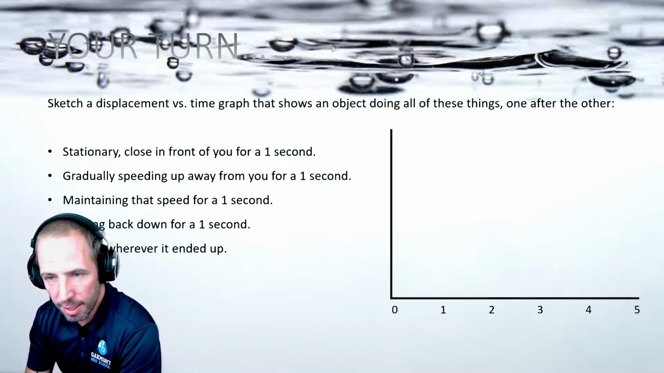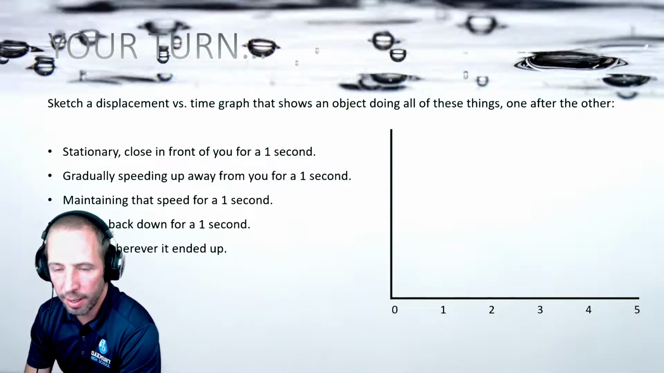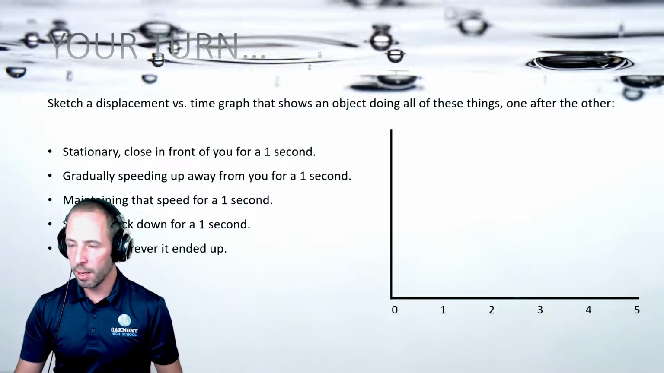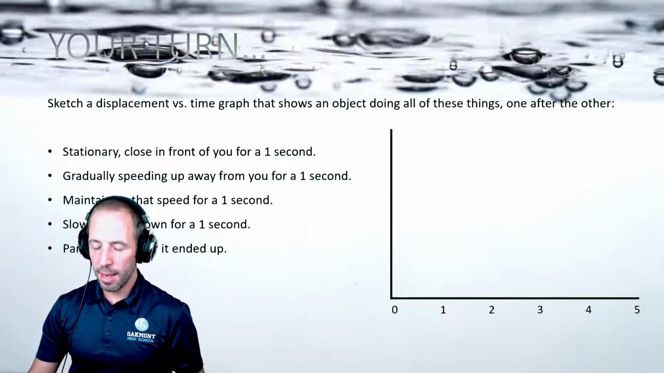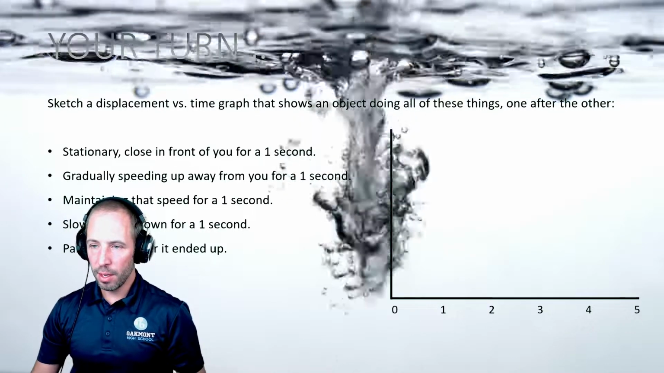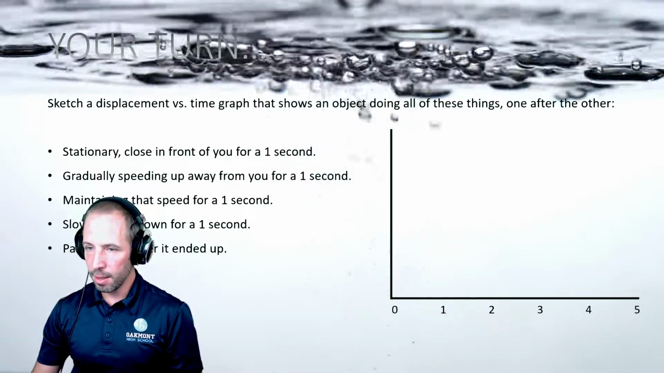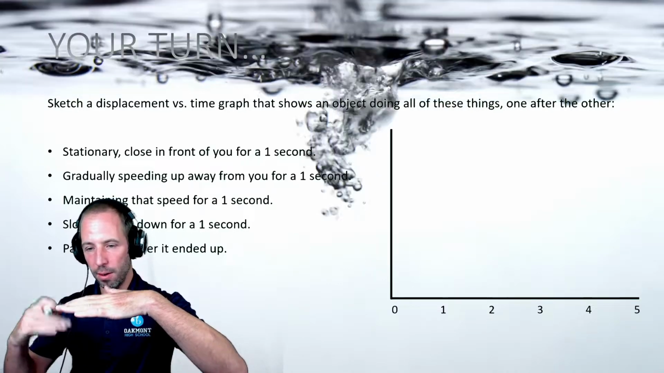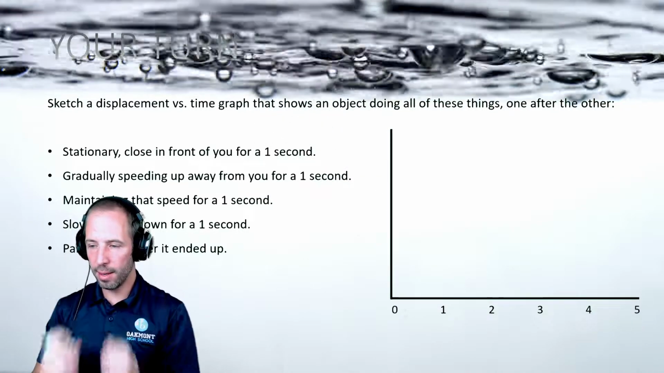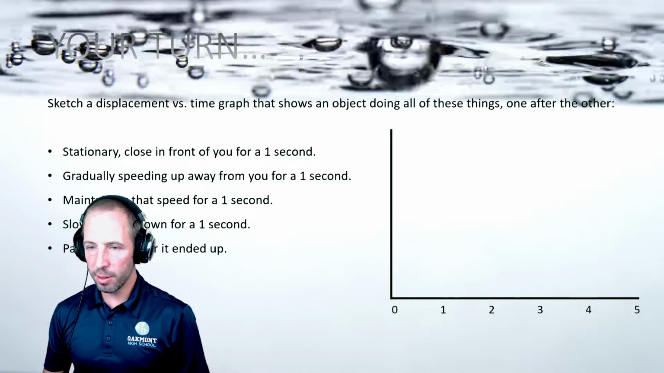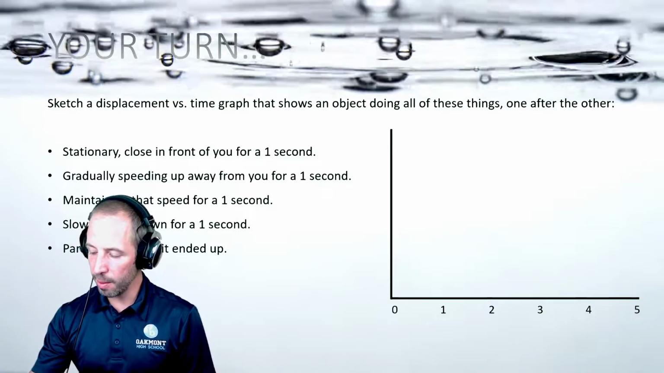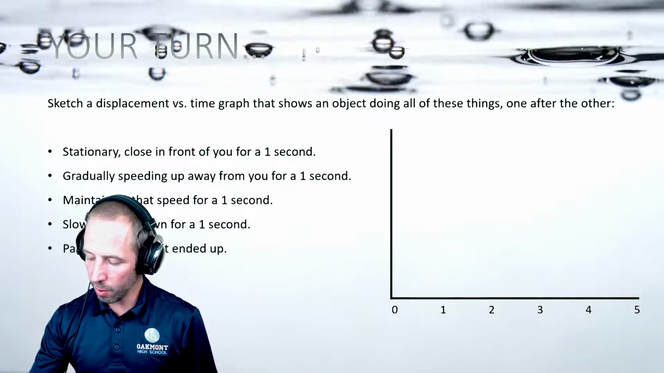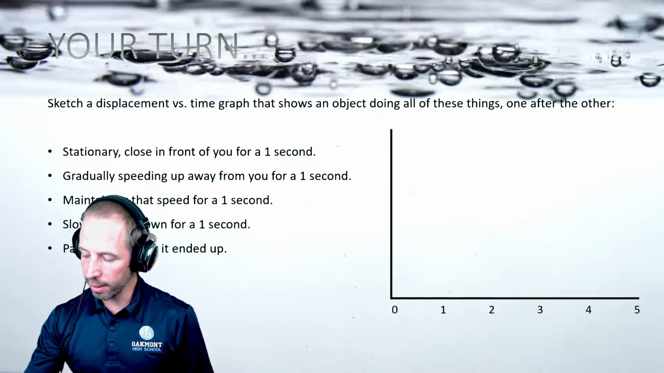So starting out, it says stationary close in front of me for 1 second. Well, I'm going to place myself at the origin. By the way, the y-axis on this is distance and the x-axis on this is time. So close in front of me for 1 second. Stationary, so I'm looking at a flat line. I don't want my position changing at all. I'm going to make this 1 second wide, and relatively close to me in front of me means a very small positive number. So what I'm doing is I'm drawing in a flat horizontal bar up to the first second.